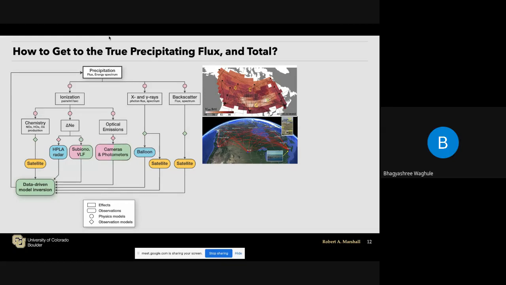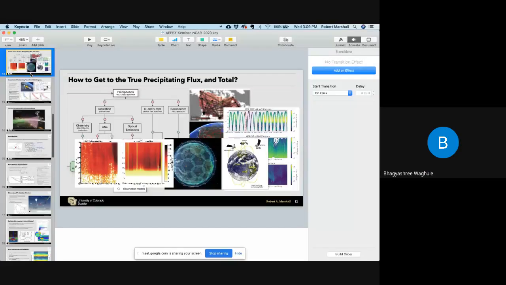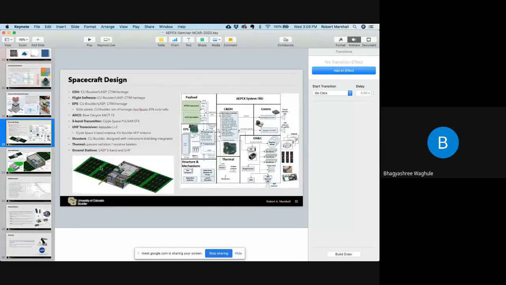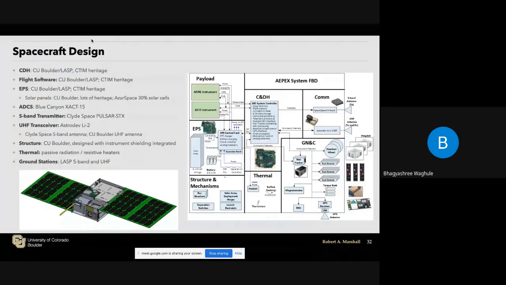Professor Marshall, I have a question. A great talk, by the way. Yeah, hi. So most of the things are heritage for APEX, right? For things that are not heritage, like the instrument, for instance, how do you go about convincing them that this will work, especially when it's TRL 3 or below?